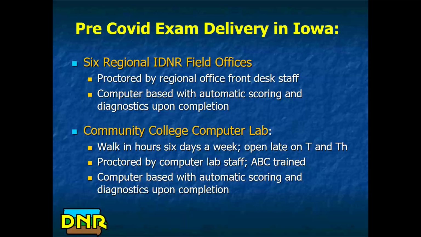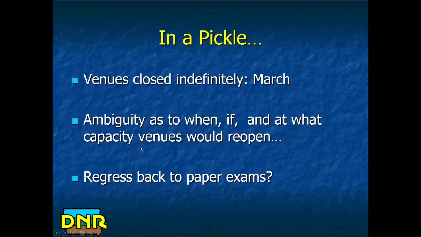The regional offices, you could take them by appointment. The community college was open Monday through Saturday. If you did have an eligibility letter, you could walk in and take it. They're open late on Tuesdays and Thursdays. So our operators were pretty spoiled, and the turnaround time from applying for an exam and getting to take it was pretty fast. And so that's probably why when March came around, it hit us hard and it hit us fast.